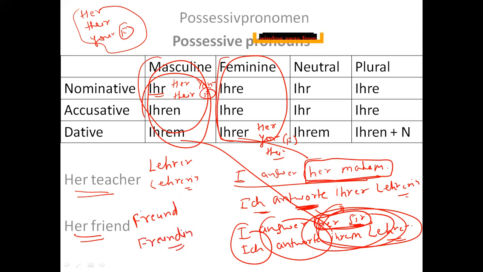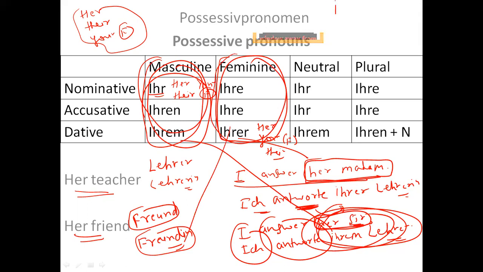So if I say Freund, it is male. So the answer has to be from masculine. If I say Freundin, Freundin is female. The answer has to be from feminine, right? So if I say I congratulate, let me write here. I congratulate her male friend, right? Her friend, but here I'm talking about a male friend.